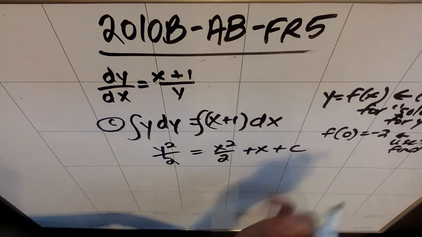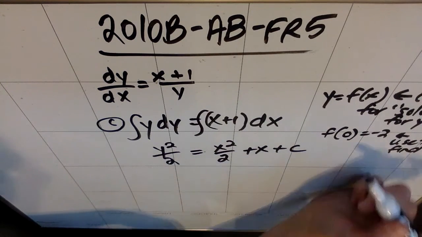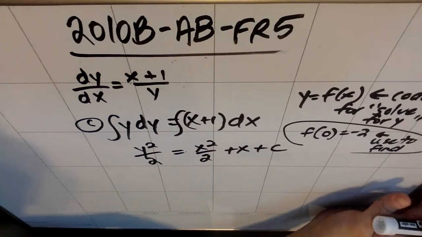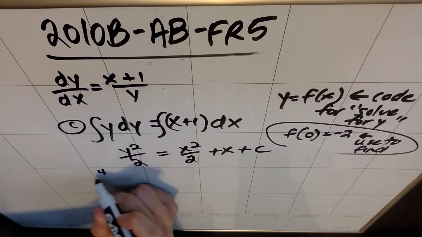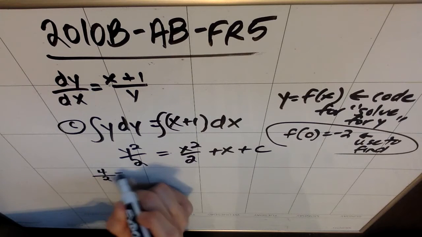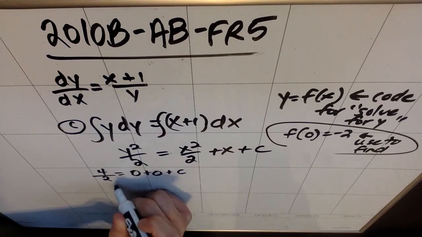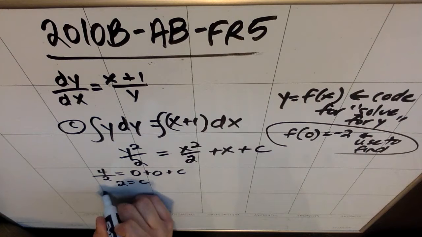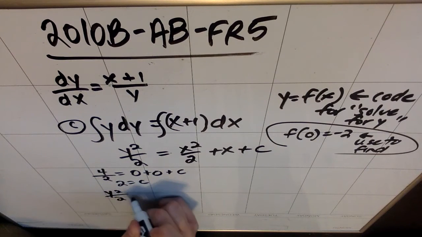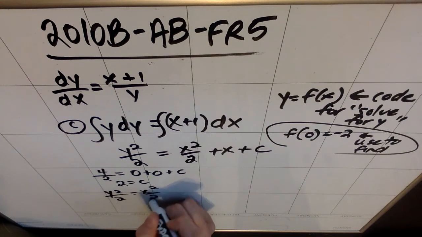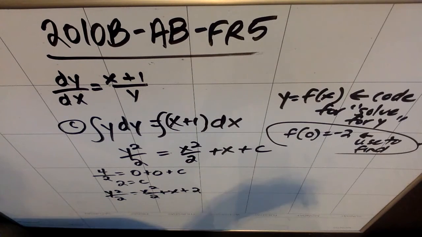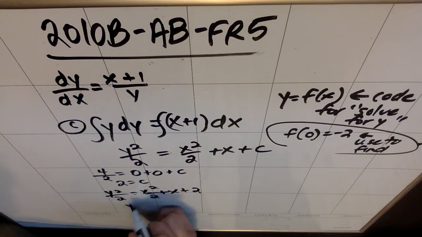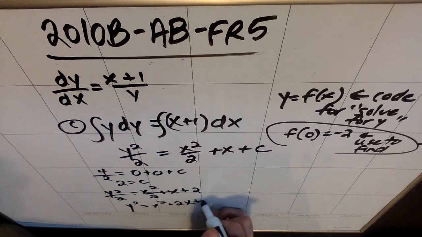So if I choose to plug in first, if I plug in to find c, I'm going to get that 4, because negative 2 squared is a positive 4, over 2 equals 0 plus 0 plus c, so 2 is my c. So now I get y squared over 2 equals x squared over 2 plus x plus 2. And now I'm going to solve for y. So I multiply everybody by 2, and I get y squared equals x squared plus 2x plus 4, right?